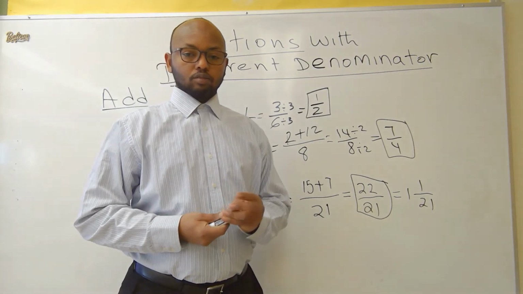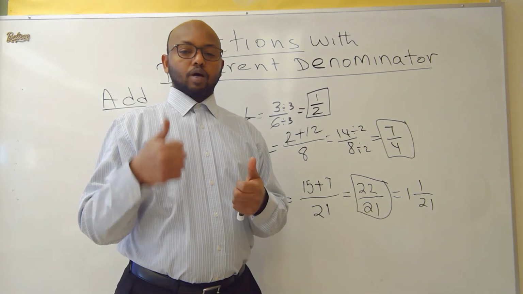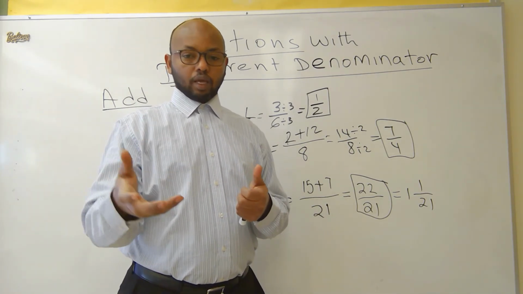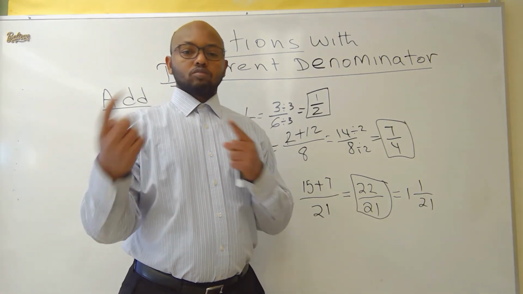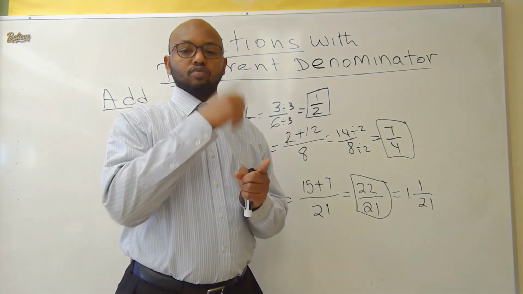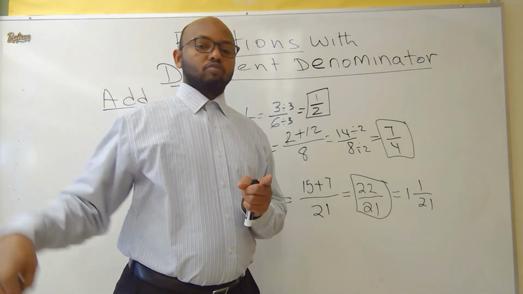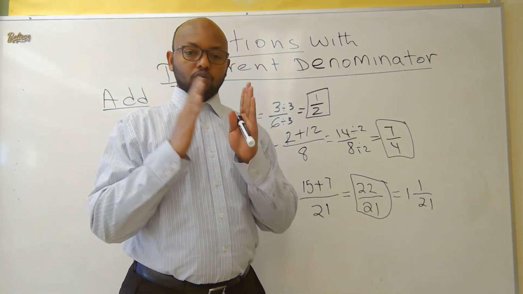Okay, in general, check the denominators. If one is a multiple of the other one, use it. If not, you have to multiply each fraction's numerator and denominator by the other denominator. Keep each fraction in its place.